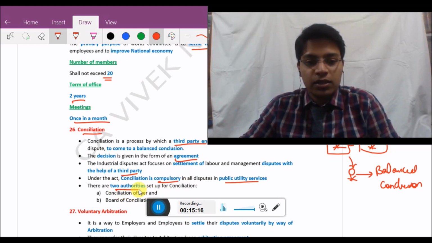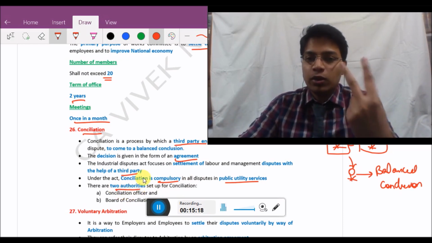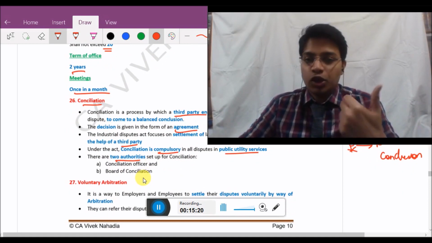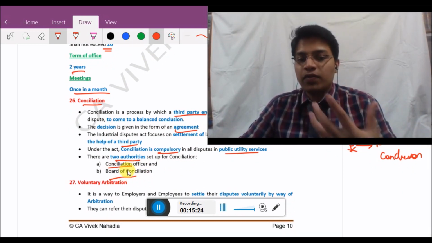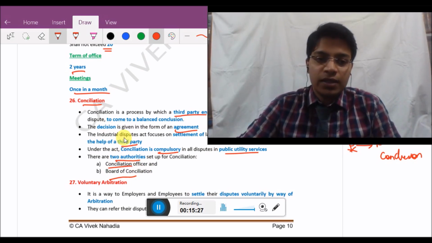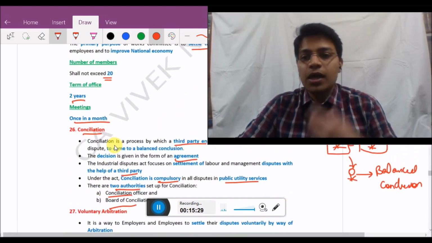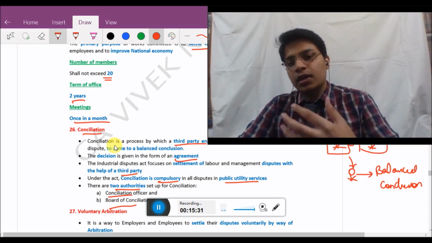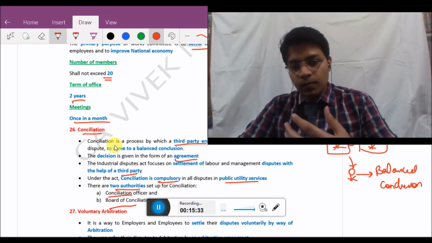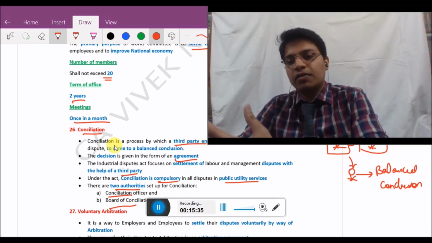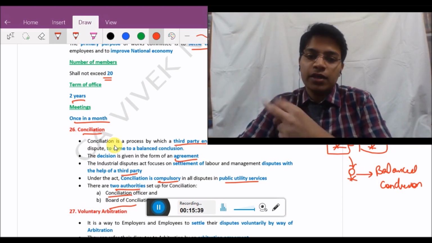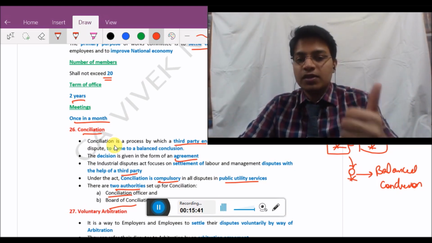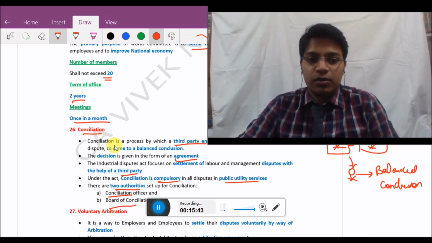There are two authorities set up for conciliation: the Conciliation Officer and the Board of Conciliation. So what is conciliation? Conciliation is a process where a third party comes and settles a dispute. And if the dispute is in public utility services, then conciliation is mandatory. There are two authorities set up in conciliation: the Conciliation Officer and the Board of Conciliation.